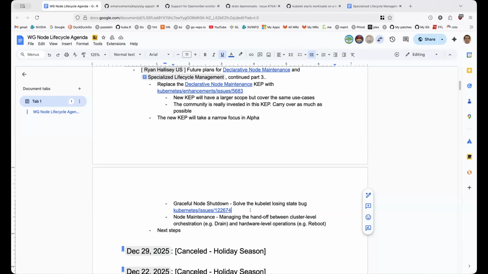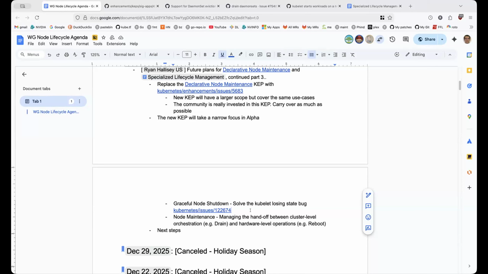Yeah. I mean, when I was doing research, I found DRA went through a similar process. I think even the workload API is doing that, where they did a bare bones implementation in alpha, and then the intention was that in beta there would be a new cap with new features.